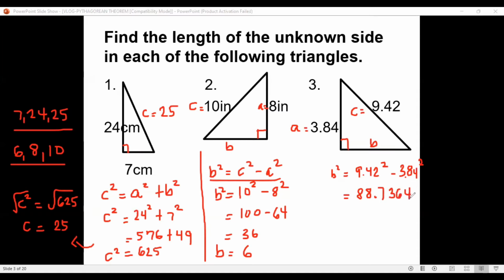Okay, and then we are going to subtract now. I will just write it here at the bottom. The square of your 3.84. If you raise that to the second power, the product that you will be getting is 14.7456. Now, there is a need for us to subtract this.